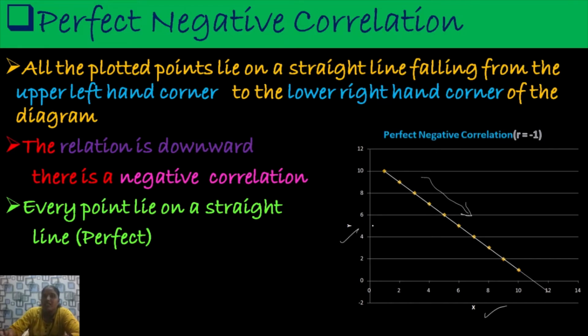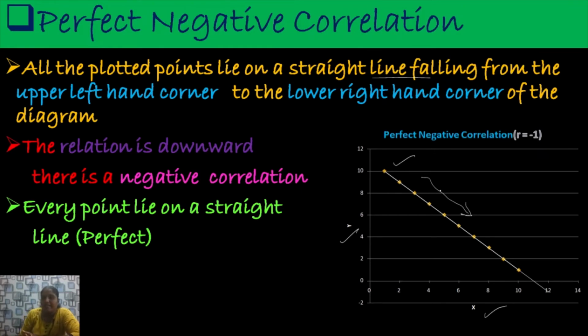That is, if all plotted points lie in a straight line falling from the upper left corner to the lower right corner of the diagram, there exists a perfect negative correlation. Why we say perfect here is that all the points lie in the straight line. There is no deviation of any point from the line, which means there is a perfect.